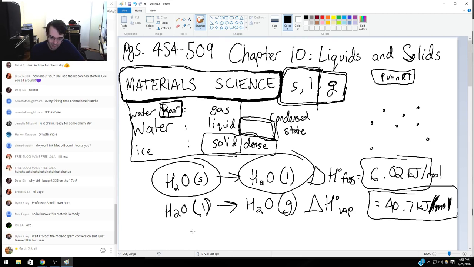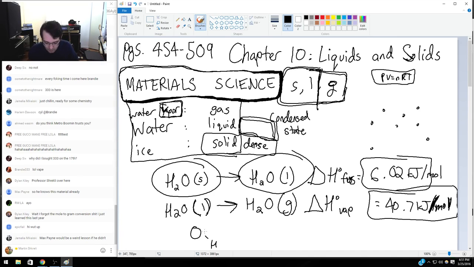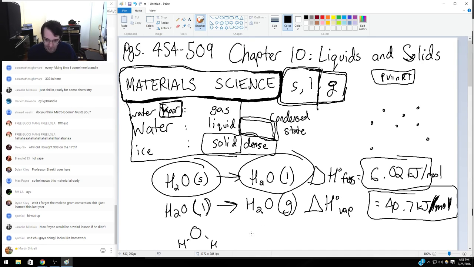And interestingly, that covalent bond between the oxygens and the hydrogens, to break those bonds will take just one of the bonds is half of this. So to break both bonds is 934 kilojoules per mole.